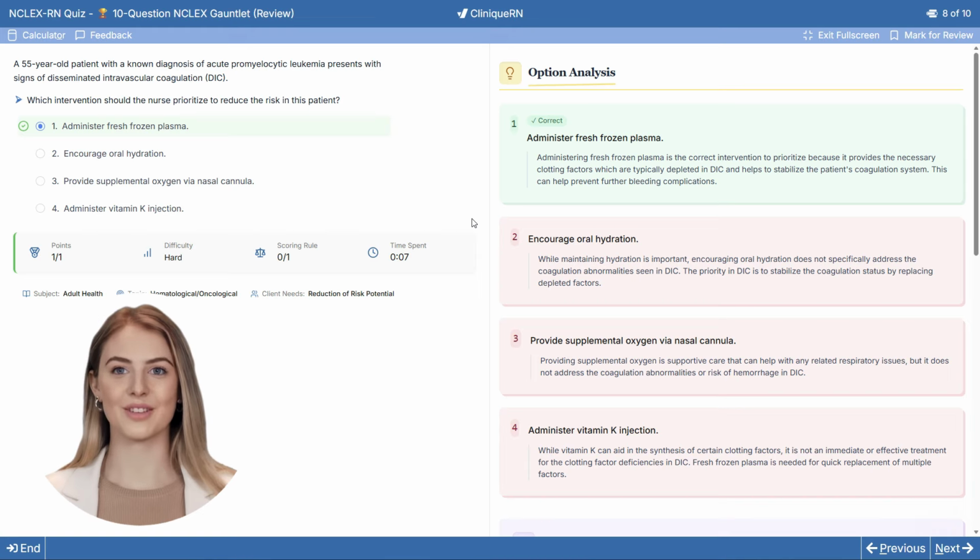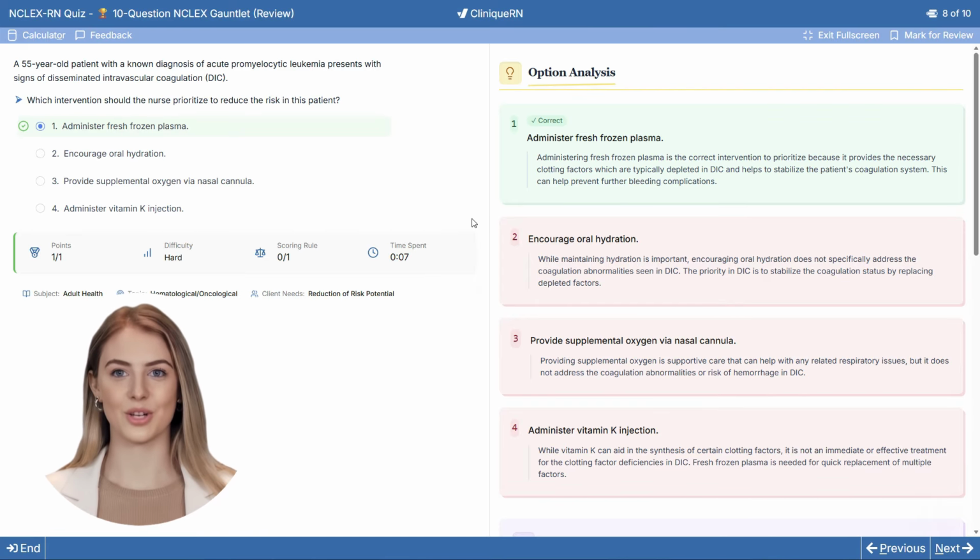Let's break down why the others aren't priorities. Oral hydration. Sure, fluids help overall stability, but it doesn't fix the real problem. The blood's lost its ability to clot. Oxygen therapy. Good supportive care, but it doesn't touch the coagulation issue. Vitamin K. This helps with clotting factor synthesis, but that process takes time. Disseminated intravascular coagulation needs immediate replacement, not slow rebuilding. That's why FFP comes first. It gives your patient the missing tools their body can't make fast enough.